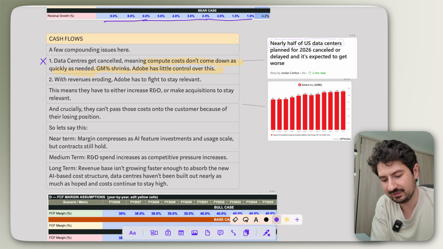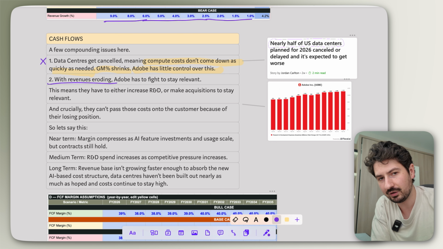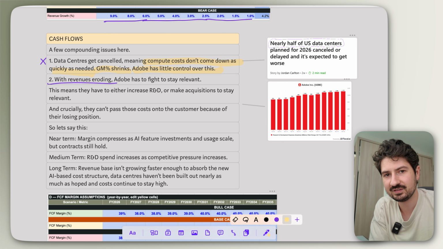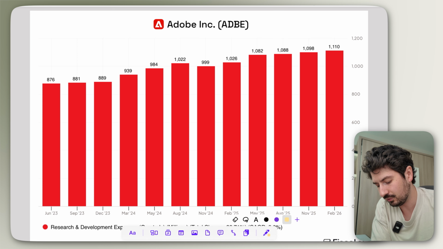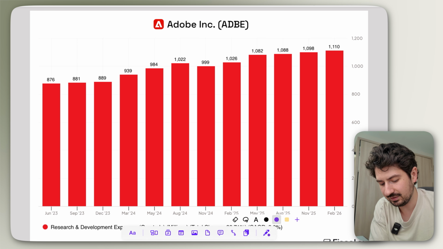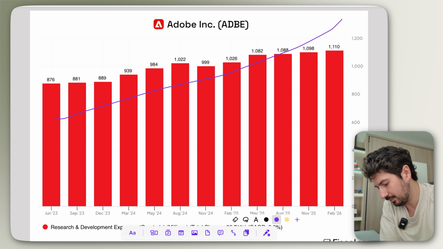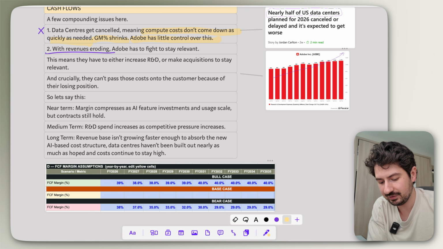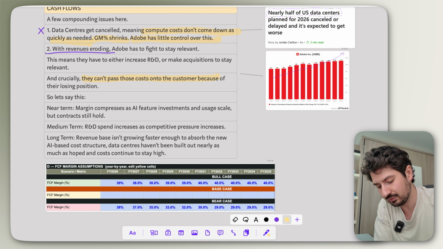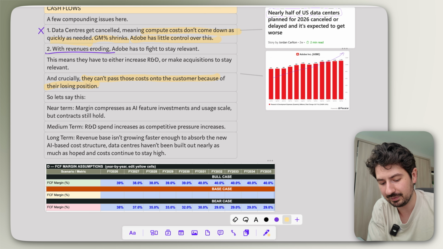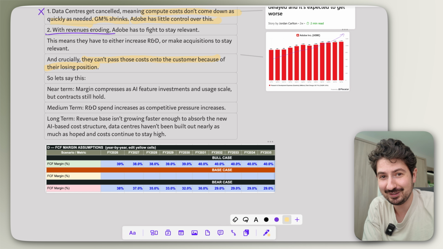The second point is that Adobe has to fight to stay relevant because their revenues are eroding. So they have to either make acquisitions, or for this scenario, we're going to assume that they have to increase those R&D costs that we looked at previously. And instead of something like this, we might see it start to tick up quite a bit more as we go into the decade. And because of their losing pricing power, they're not able to push those costs onto the customer without losing more of their subscriber base. This is a pretty bad scenario for Adobe.